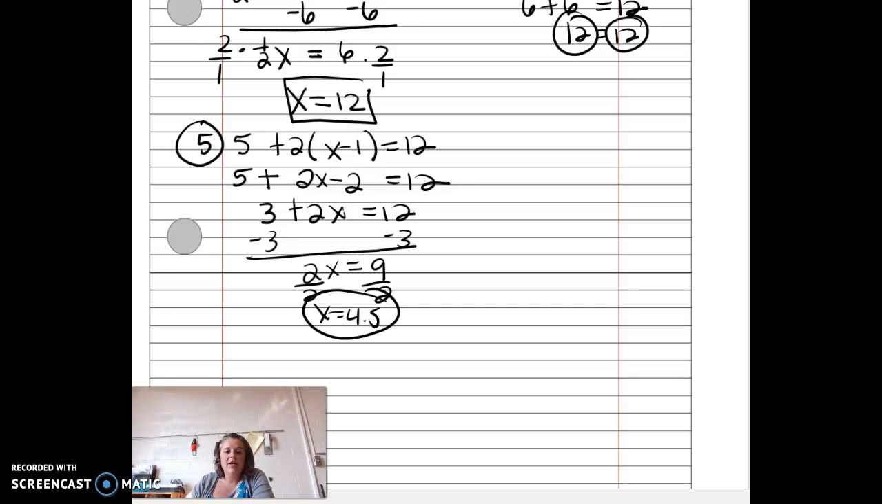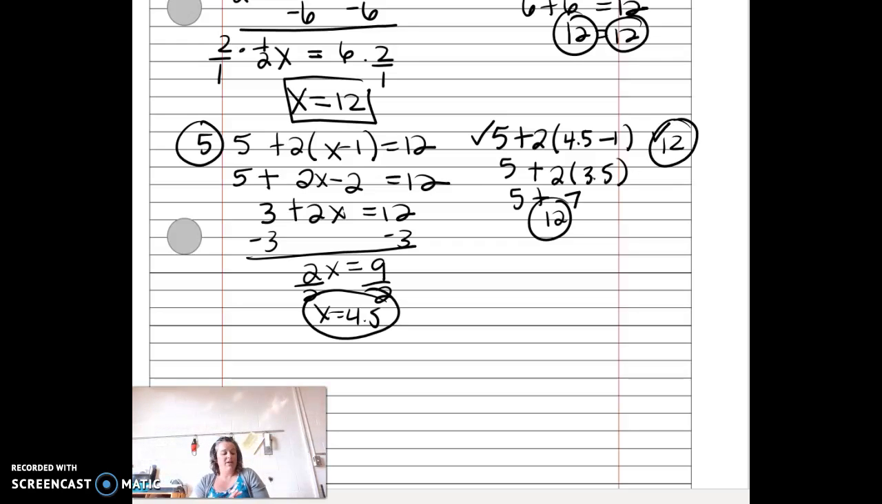Okay, so let's check the left side. So 5 plus 2 groups of 4.5 minus 1. So you have 5 plus 2 times 3.5. 2 times 3.5 is 7. 5 plus 7 is 12. The right-hand side already had 12 on it, so we're good to go there. Both sides have $12.